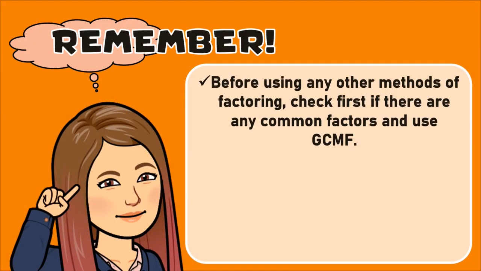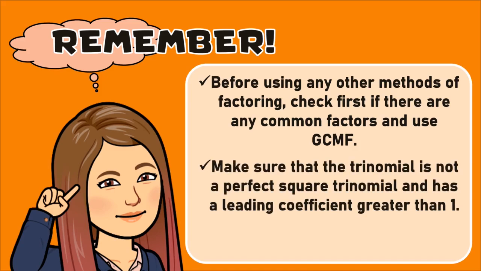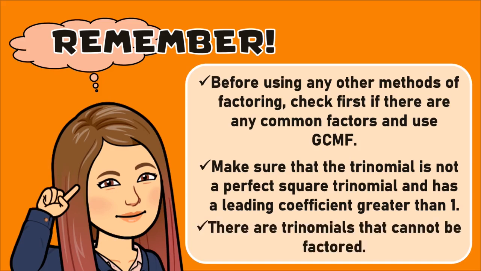Remember, before using any other methods of factoring, check first if there are any common factors and use GCMF. Make sure that the trinomial is not a perfect square trinomial and has a leading coefficient greater than 1. And always remember that there are trinomials that cannot be factored. If you cannot factor it out using perfect square trinomials, GCMF, or the general trinomials with a leading coefficient greater than 1 or equal to 1, then the trinomial cannot be factored. Just leave it be.